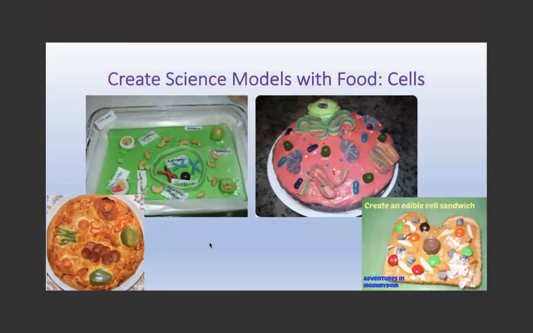And of course, cells relate again to biology and chemistry, or biochemistry. This happens to be a plant cell, and this may be Jell-O, I think. They used a variety of things, and they labeled the cell wall and so many other things here. This is another cake. You can see all the candies, and this is an animal cell, I'm pretty sure.